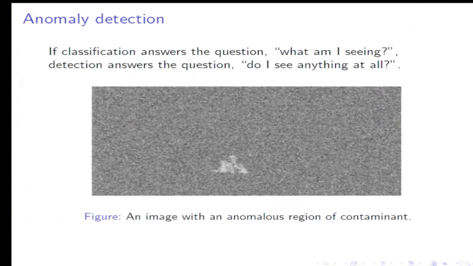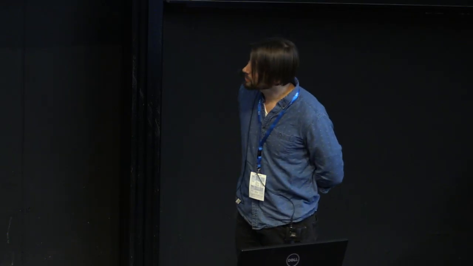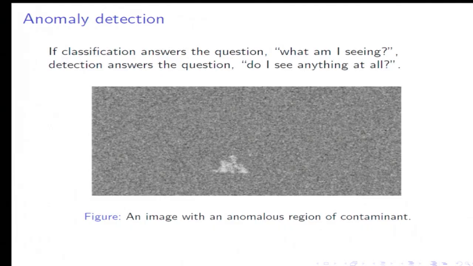Typically it's applied to situations where you're looking for some anomaly in an image. In this example, extracted from a hyperspectral image, we're looking for a chemical signature. This was an ordnance explosion that we're seeing right here in this elevated pixel value. And so in this problem, we're asking, can I detect anything at all in this image?